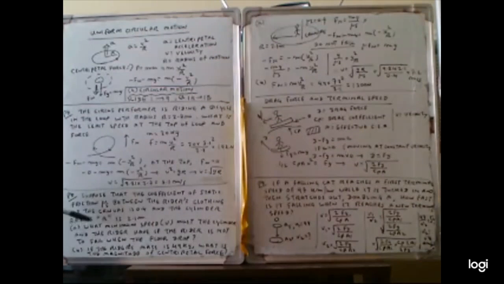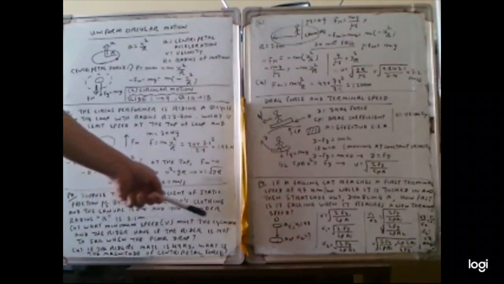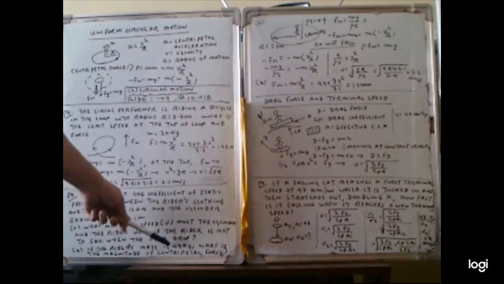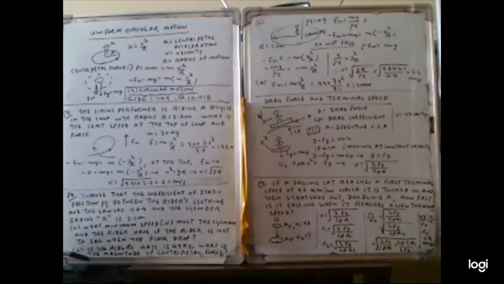So A, what minimum speed v must the cylinder have, given the mass of the rider, if the rider is not to fall when the floor drops? And B, if the rider mass is 49 kilograms, what is the magnitude of the centripetal force? So this is the rider here, this one is the rider, and this is the circular motion.